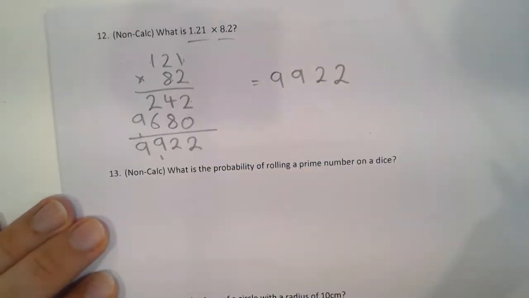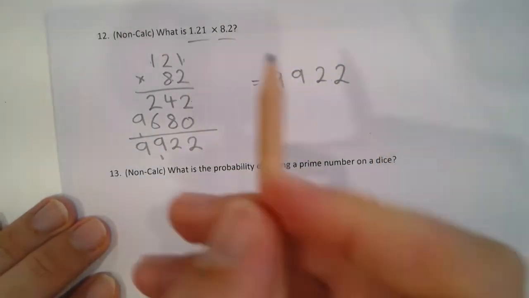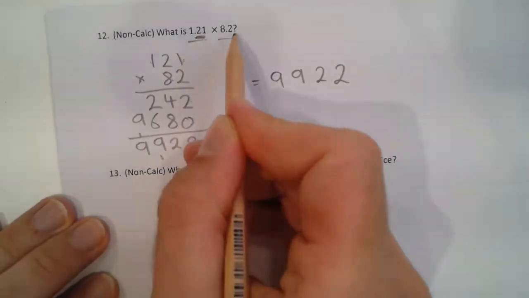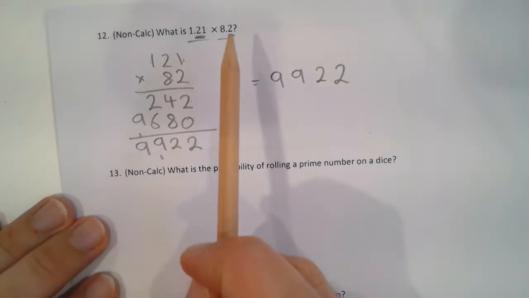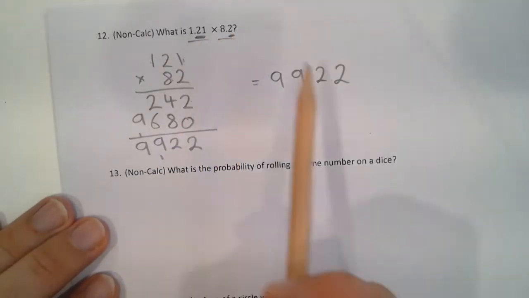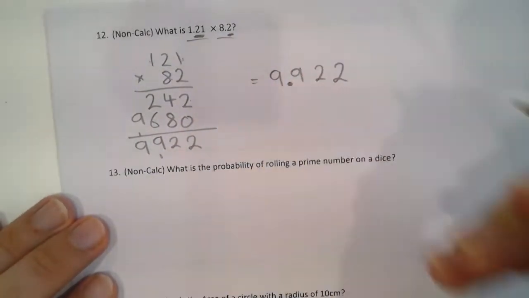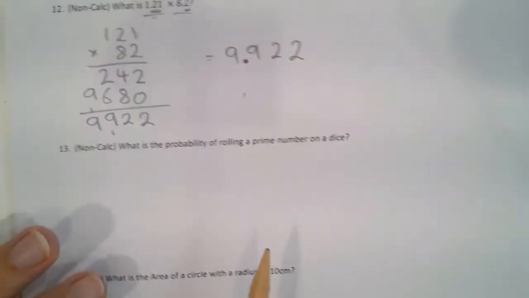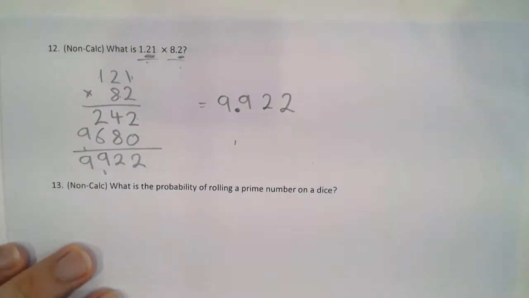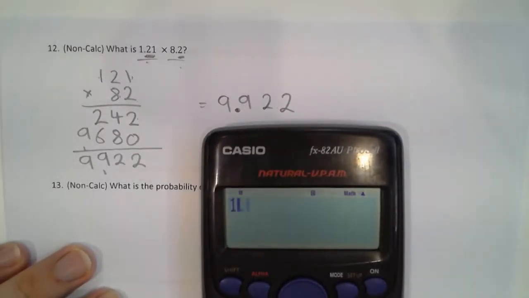So we got 9,922. Now we removed 1, 2, 3 decimal places. We ignored 2 decimal places here, 1 decimal place there, which is 3. So let's add in 3 decimal places. That times that is that. I'll prove it, just in case you doubt me. 1.21 times 8.2 is 9.922. Good times.